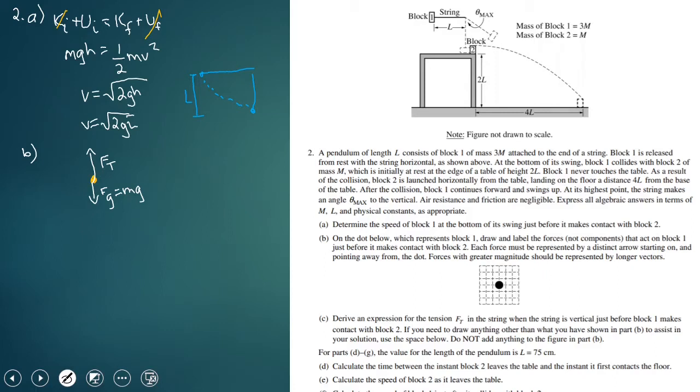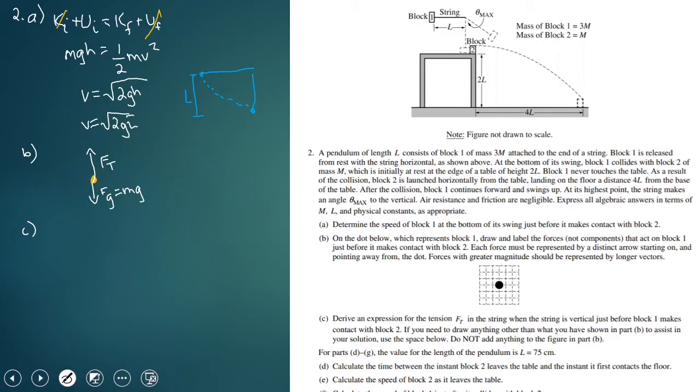All right, and so now I'll try and fit part C on here as well. It says derive an expression for the tension Ft in the string when the string is vertical just before block 1 makes contact with block 2. Okay, so this one should be fairly simple. It's just using Newton's second law, but keep in mind that it is a pendulum, and so if you look at the motion of the pendulum, it follows a circle, right? And also all of our forces are pointing towards the center, so that should be an indication that it's uniform circular motion.